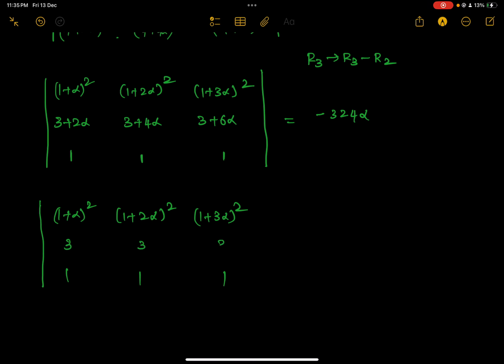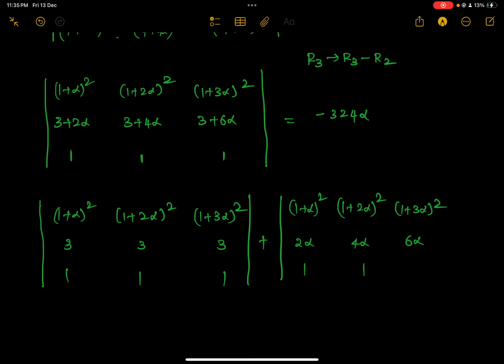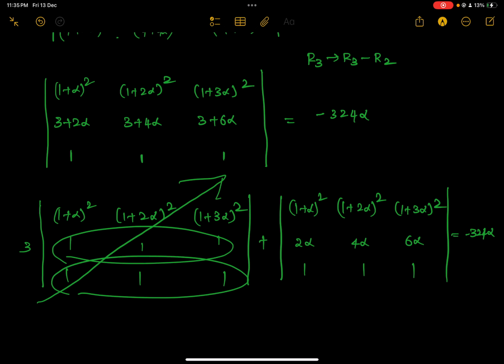Second row can be split like this: 3, 3, 3, and again similarly here we'll get (1 + alpha)², (1 + 2 alpha)², (1 + 3 alpha)², 2 alpha, 4 alpha, 6 alpha, 1, 1, 1. Right, we can split that determinant into 2 parts. Now if you check this, you can take 3 common from this row. So if you bring out 3, this row will be 1, 1 and 1. So 2 rows are same. So this determinant value will be 0.